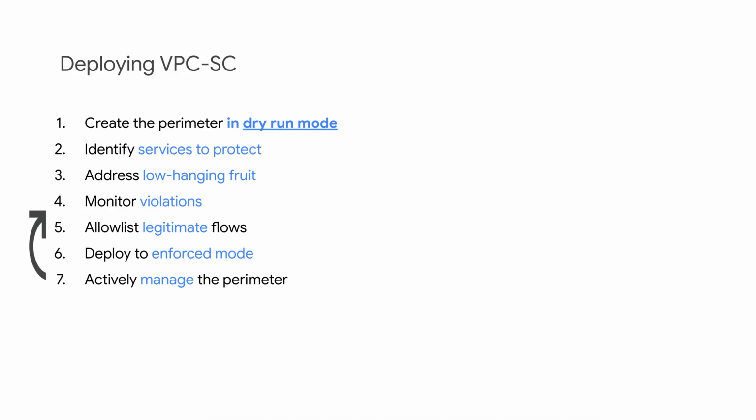So to recap, to deploy VPCSC, start in dry run mode and perform all the necessary auditing and allow listing. Addressing low-hanging fruit early on is a great way to clean false positives out of your logs, so you can focus on identifying legitimate flows that need to be allow listed before you can move to enforced mode. Once you're in enforced mode, rinse and repeat. Test changes in dry run before deploying them to the enforced config. Make sure to watch our Day 2 operations video for more best practices on how to simplify managing and maintaining your VPCSC perimeter once your perimeter is up and running.